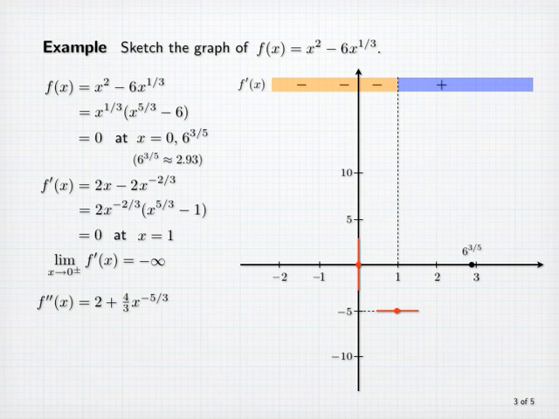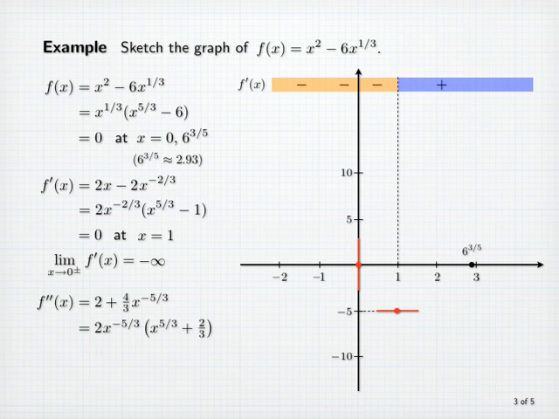Using the power rule, differentiating f prime of x, we find 2 plus 4/3 times x to the minus 5/3 power. Let's factor 2 times x to the minus 5/3 power from each term, revealing the factor x to the 5/3 power plus 2/3. So now let's notice that f double prime of x is undefined when x is 0, as it should be because f prime of x is undefined there.